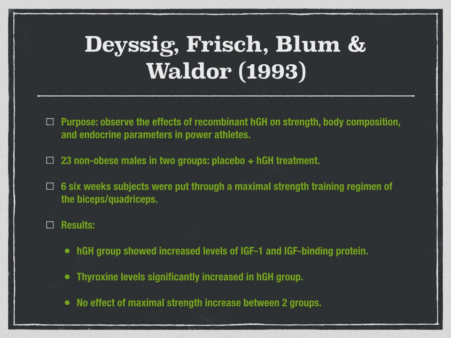For 6 weeks, the subjects were put through a training regimen working on the maximal strength of their biceps and quadriceps muscles. In the hGH treated group, both IGF-1 and IGF binding protein increased significantly. Insulin concentrations had an insignificant increase, while thyroxine levels increased significantly in the hGH treated group. No effect was seen on maximal strength contractions in the biceps or quadriceps in the treatment group.